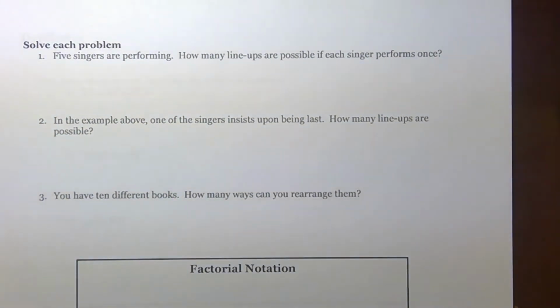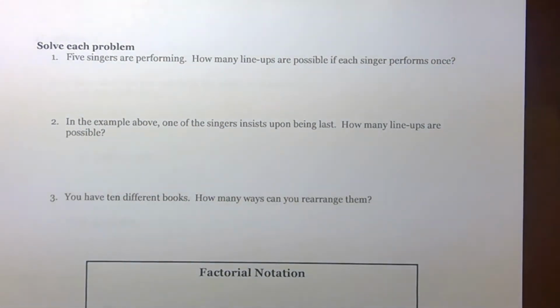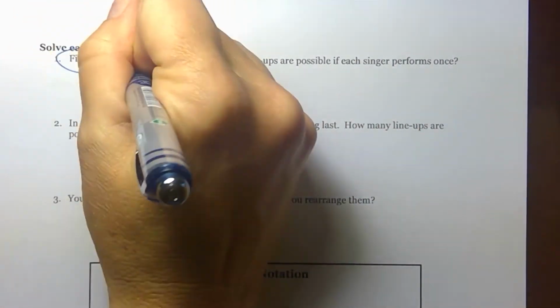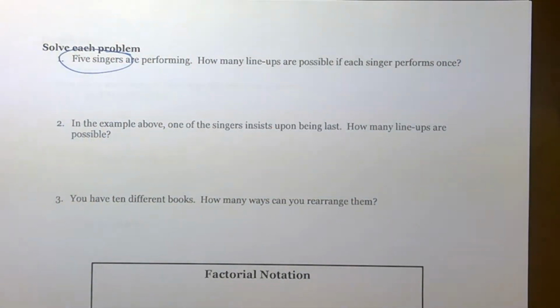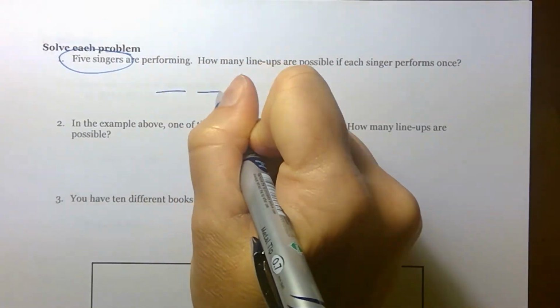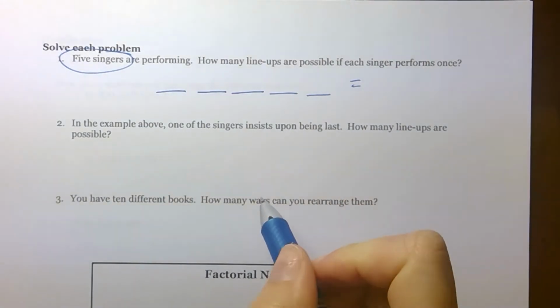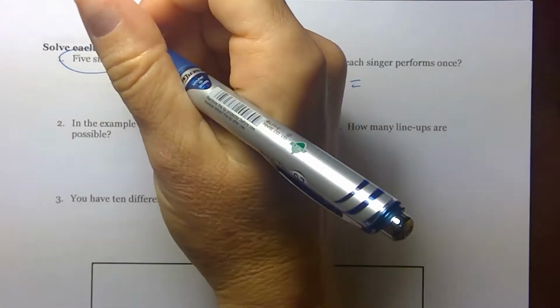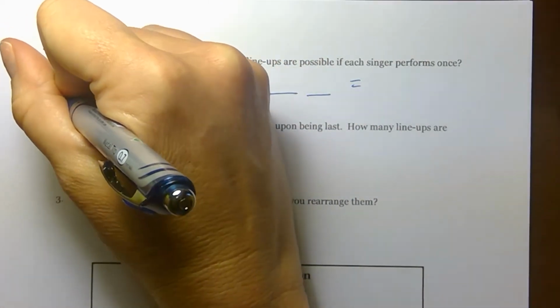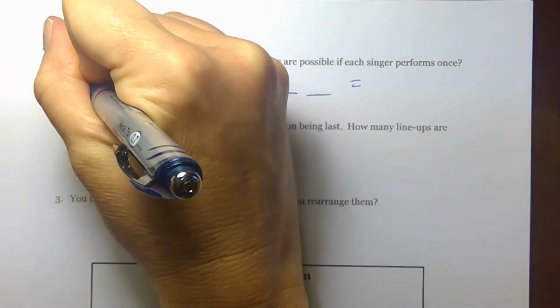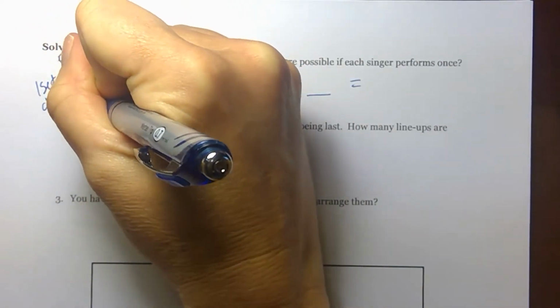Let's look at the next page. It says to solve the problem numbers 1, 2, and 3. For the first one, 5 singers are performing. How many lineups are possible if each singer performs once? I've only got one set of choices. All of them are going to sing, so I have 5 different blanks to fill in, 5 spots, 1, 2, 3, 4, 5. How many lineups can I do? I've got an ordered arrangement of one set, so one set, order matters. That makes this a permutation problem.